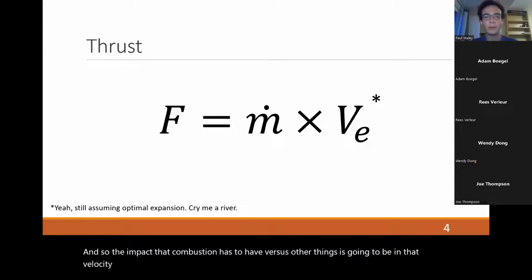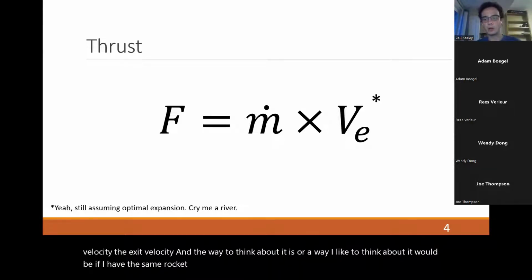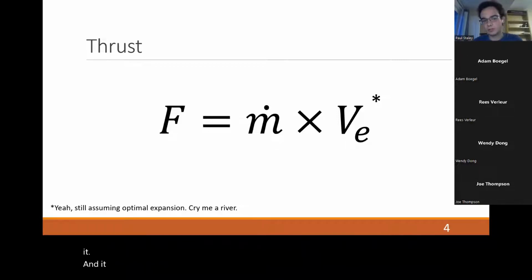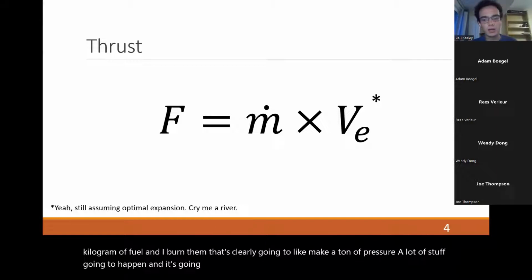And a way I like to think about it would be if I have the same rocket nozzle and I flow, let's say, 1 kilogram per second of water through it, and it would maybe produce a little thrust, versus if I flow 0.5 kilogram of oxygen and 0.5 kilogram of fuel and I burn them, that's clearly going to make a ton of pressure. A lot of stuff's going to happen, and it's going to look a lot more like a real rocket engine. And so that's where that comes in, and that's what it affects.